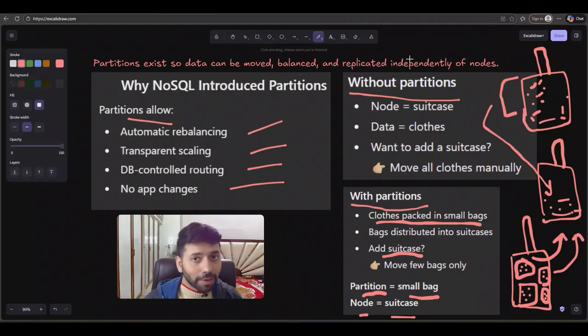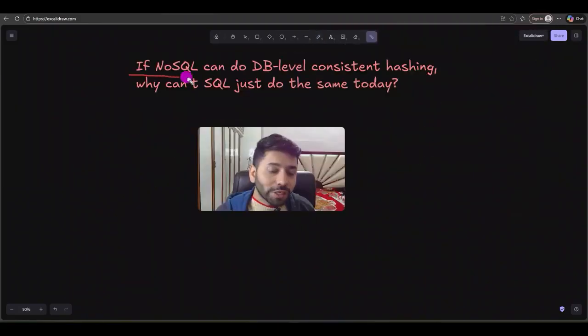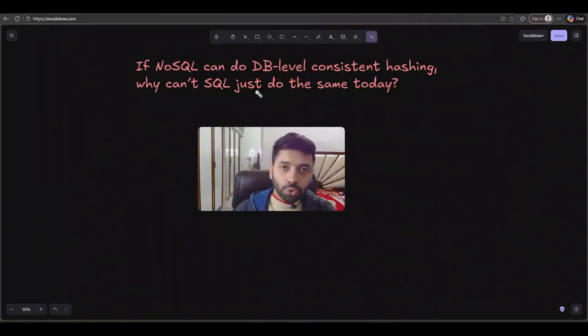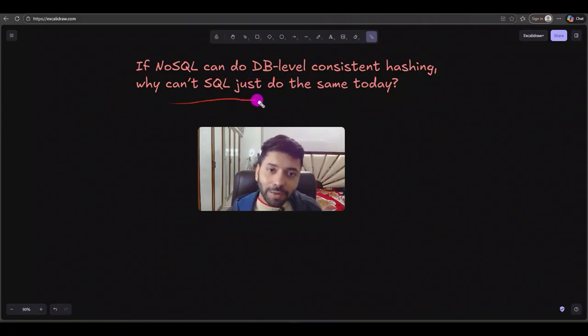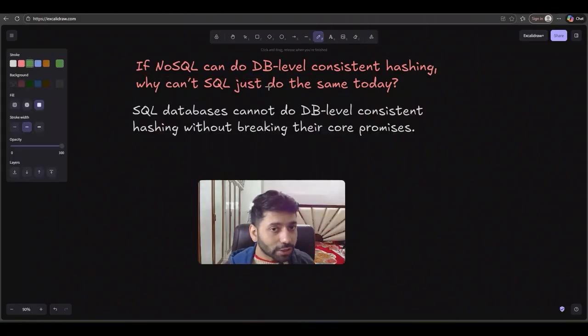Alright, so we have mentioned multiple times that in SQL database, the sharding logic or the horizontal partitioning or the horizontal scaling was happening at the application level, whereas in NoSQL, this logic of horizontal scaling or partitioning is basically handled by the database layer. So the basic question that would come into your mind is, if NoSQL can do DB level logic to do the horizontal scaling, why can't SQL database just do the same? A simple answer to this question is SQL database cannot do that without breaking its core promises.